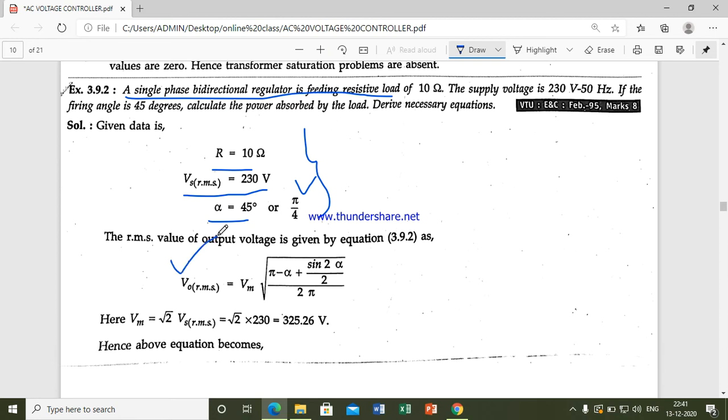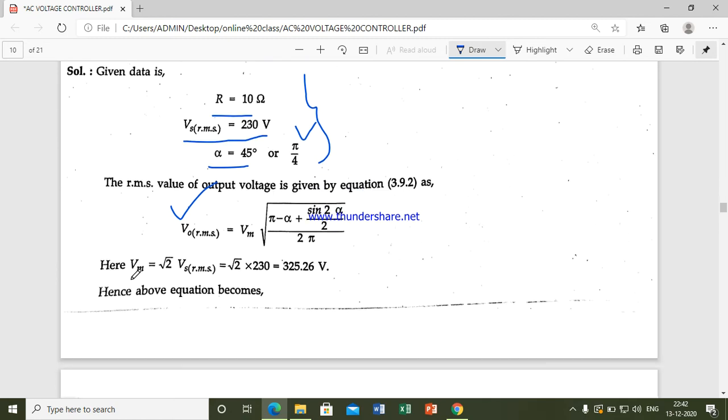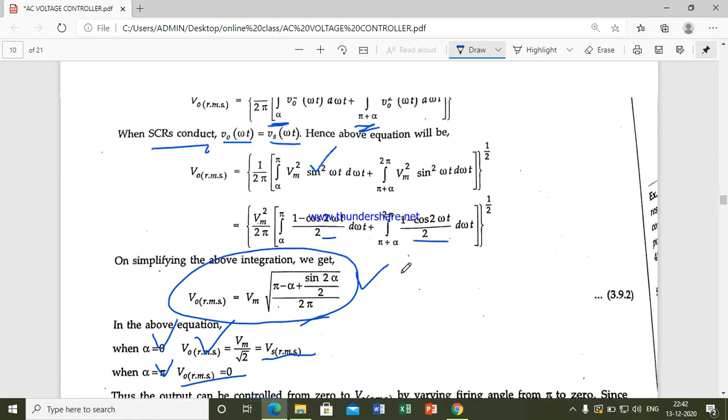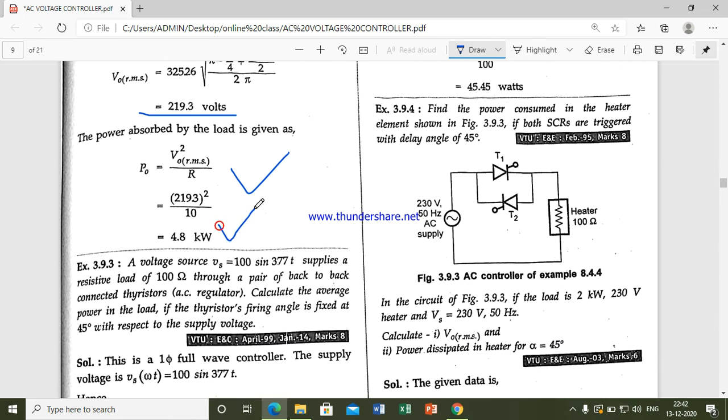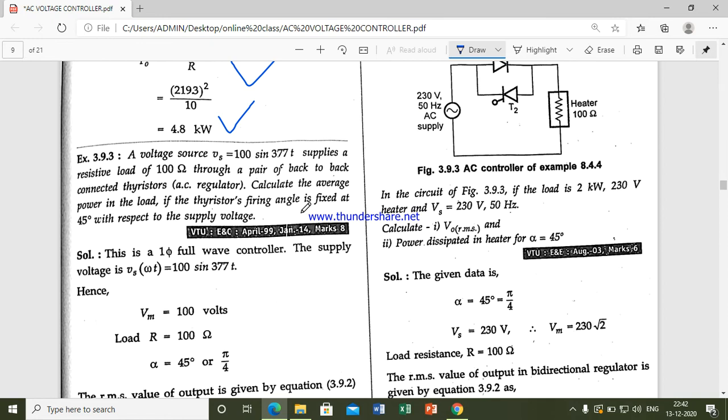Next, from the derivation I already got V0 RMS as Vm into root of (pi minus alpha plus sin 2 alpha divided by 2) divided by pi. From this I can substitute Vs equal to Vm by root 2, so you will get Vm equal to root 2 into Vs, which is 325.26 V. From this you get the V0 RMS result as 219.3 volts. Next, P equal to V square by R, so you will get 4.82 kilowatt.